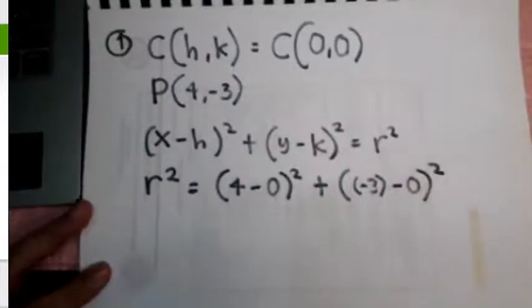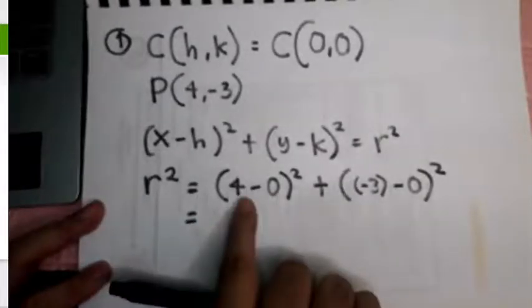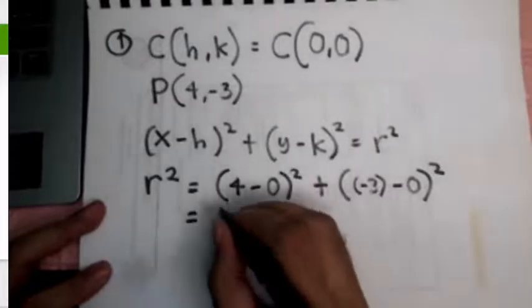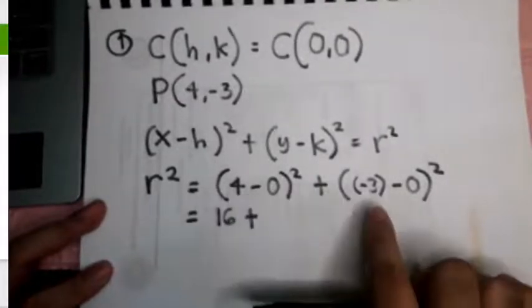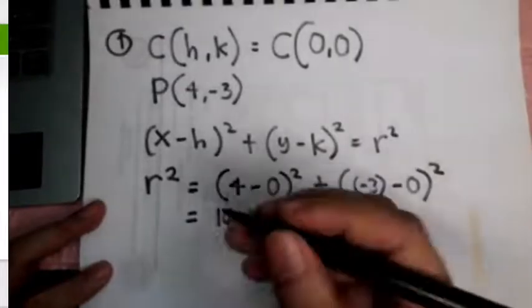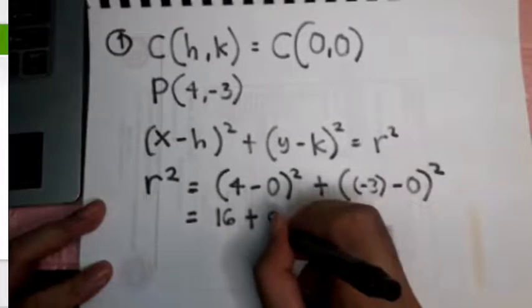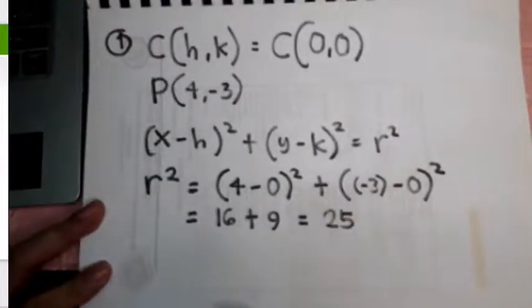That is going to be simplified into 4 minus 0, which is 4 squared. That is 16, plus negative 3 minus 0, which is negative 3 squared. Negative 3 squared is 9. Therefore, this is 25. So r squared is equal to 25.